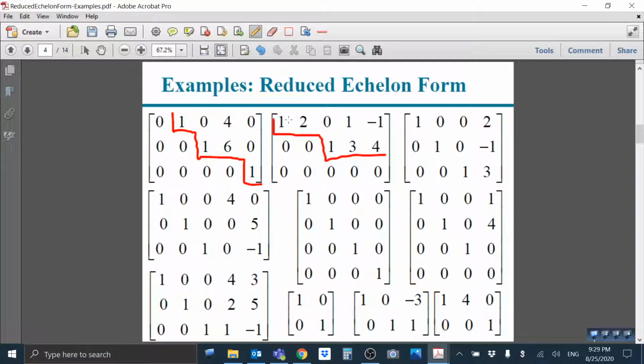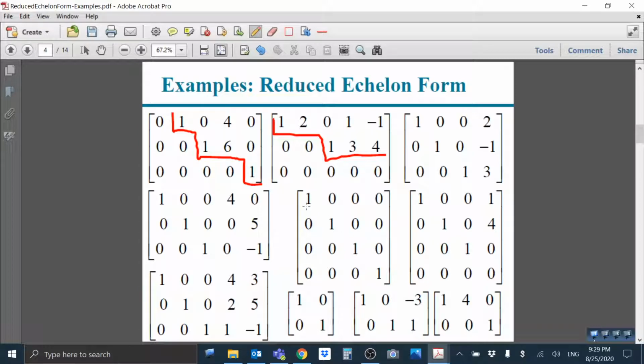So now, last condition. The leading 1 is the only non-zero value in its own column. True. Leading 1 is the only non-zero value in its own column. True, because below him are zeros, above him are zeros. Yes. What happens with column 2? Nothing, nobody cares. What happens with this column? Nothing, nobody cares. We just care about columns containing leading entries.